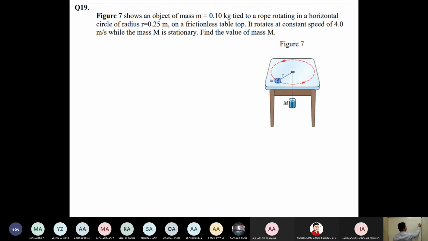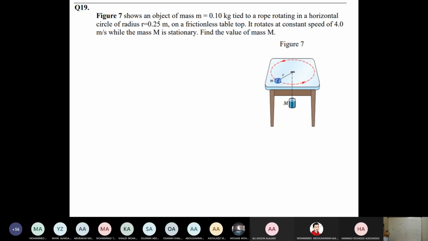So here you have equation 1 and equation 2, and we know that the tension in this string and the tension in this string are the same. So I will compare this equation with this equation, okay? And I will get capital Mg is equal to small m v squared by r. And then divide both sides by g just to get the mass. Okay, I got g here.